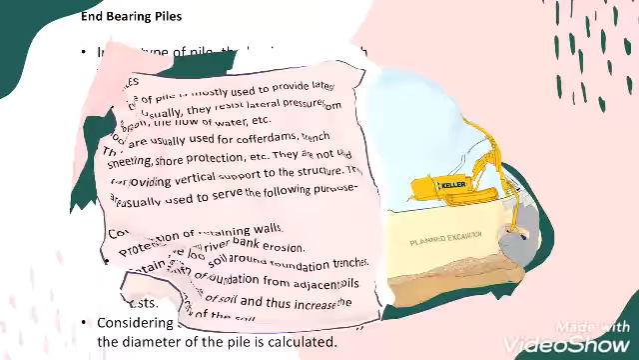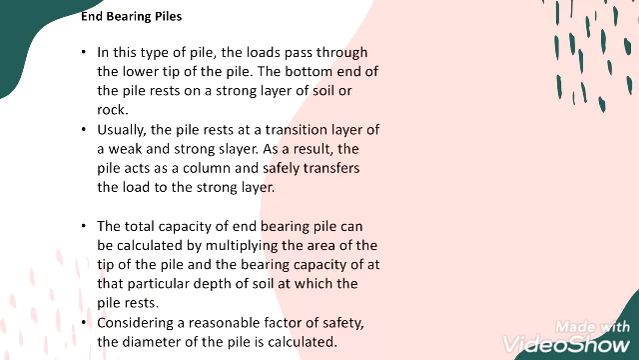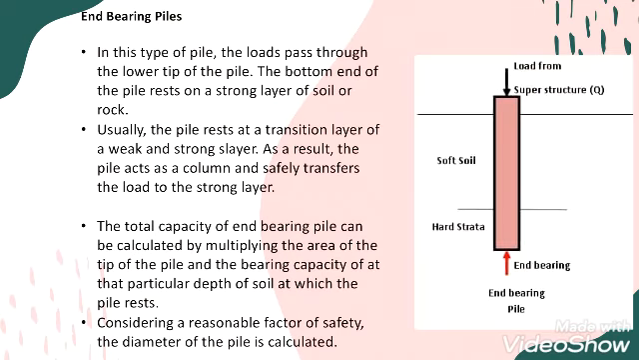And bearing piles. In this type of pile, the load passes through the lower tip of the pile. The bottom end of the pile rests on a strong layer of soil or rock. Usually the pile rests at a transition layer between a weak and a strong layer. As a result, the pile acts as a column and safely transfers the load to the strong layer.